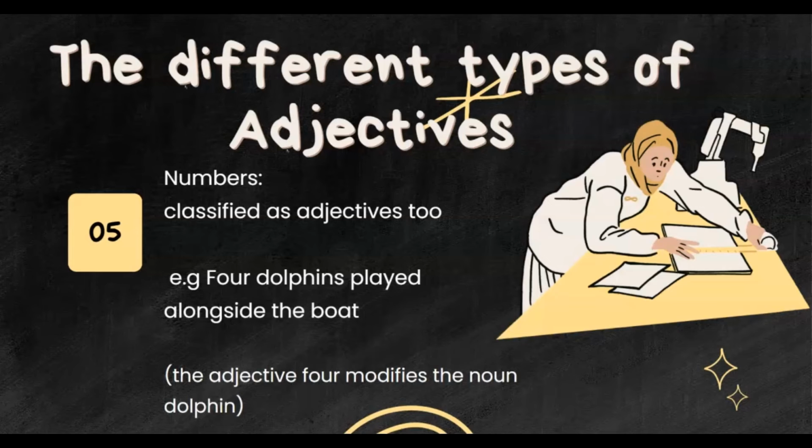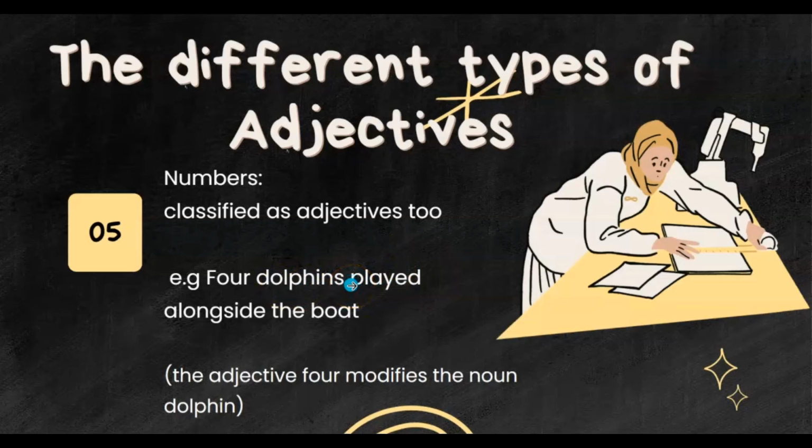All right, and the last type of adjective that I will be discussing is numbers. They are classified as adjectives too. When you think about it, when you are talking in a sentence or writing in a paragraph, you always see numbers to describe the amount. So in our example, four dolphins played alongside the boat. It is telling us the number of dolphins, the number of nouns playing alongside the boat. So played is our verb, so it cannot be an adjective.